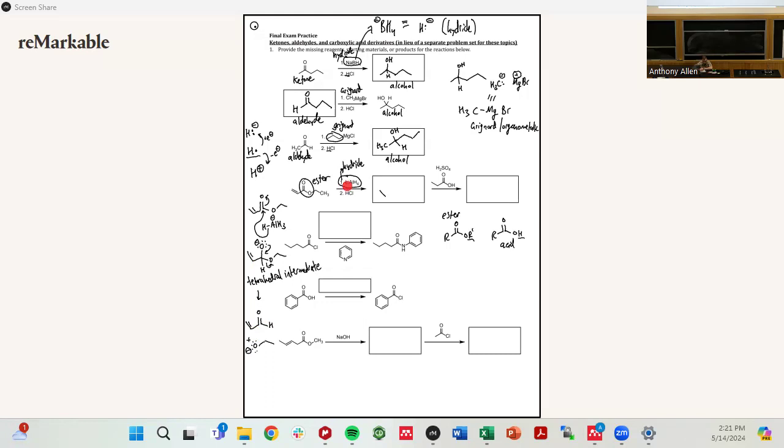But we also have another equivalent of hydride. There's 4, so this can act as 4 H minuses. This is an aldehyde. What happens with an aldehyde and a hydride? It goes to an alcohol. So what happens overall is you form this alcohol. These 2 hydrogens are the hydride hydrogens. Where did this hydrogen come from? HCl.